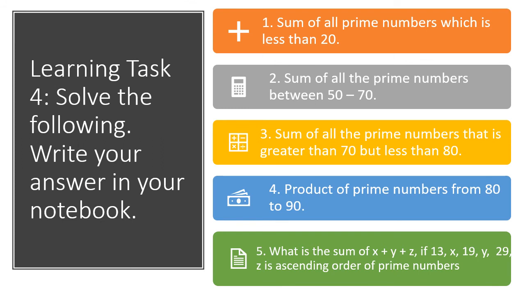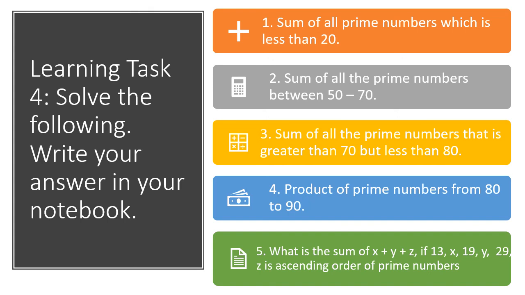Learning task 4. Solve the following. Write your answer in your notebook. Let me see. Ayan, I'm just going to explain this. Siyempre, ikaw yung magsasolve. Number 1, sum of all prime numbers which is less than 20. Before mag-20, ano yung mga prime numbers? Get the sum. Number 2, sum of all prime numbers between 50 to 70. Kanina, di ba, meron na naman akong binigay na example niyan.